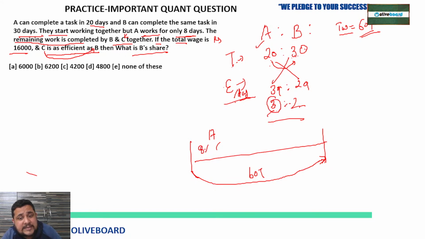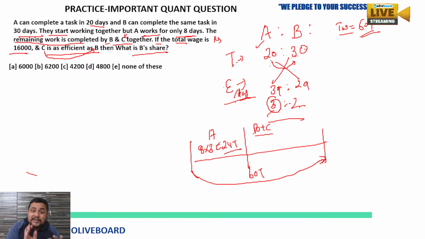So in 8 days, 8 multiplied by 3 means 24 cups of tea he will finish, or not? Yes. But after 8 days the remaining work is completed by B and C together. So B and C are coming into the frame now, and A left the work because A worked only till 8 days. Okay, are you getting my point? Now B and C are working.